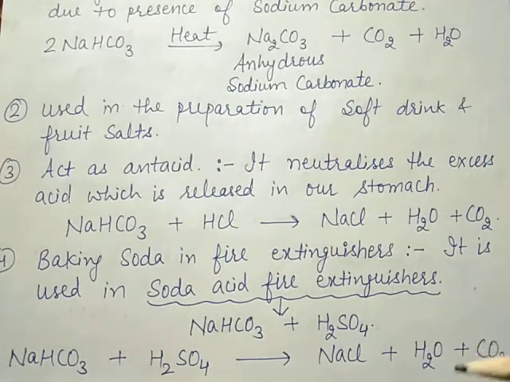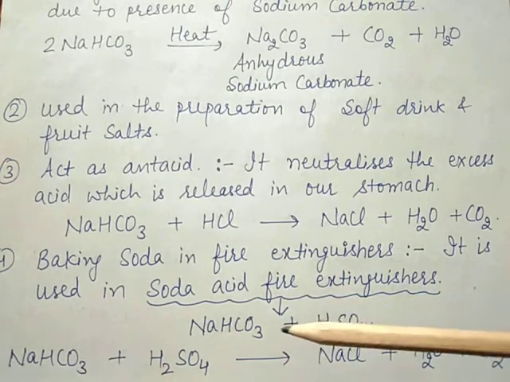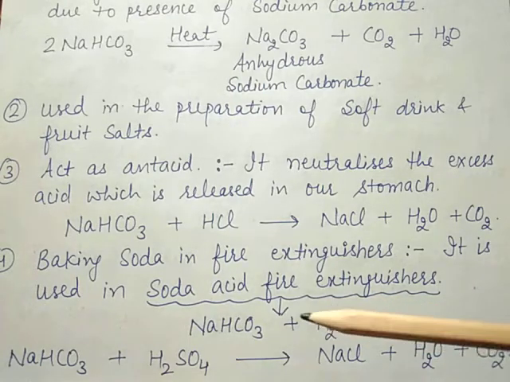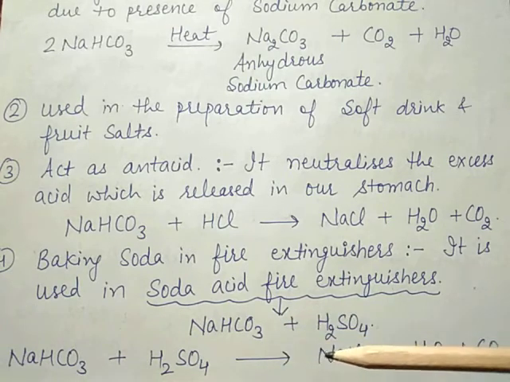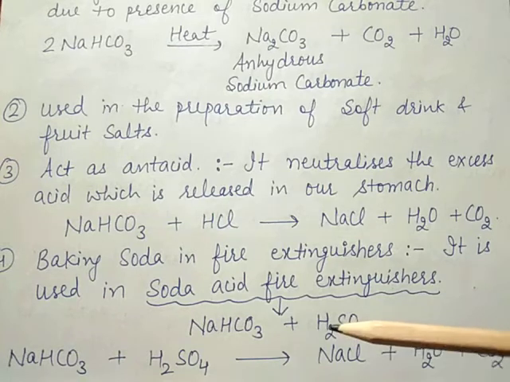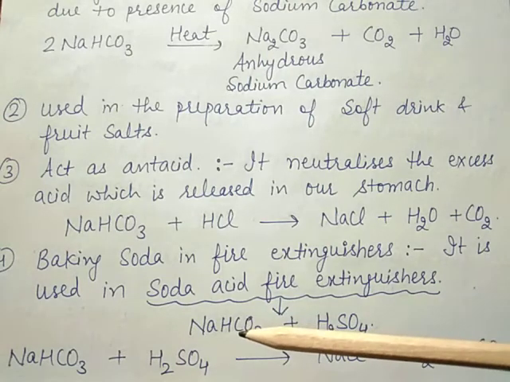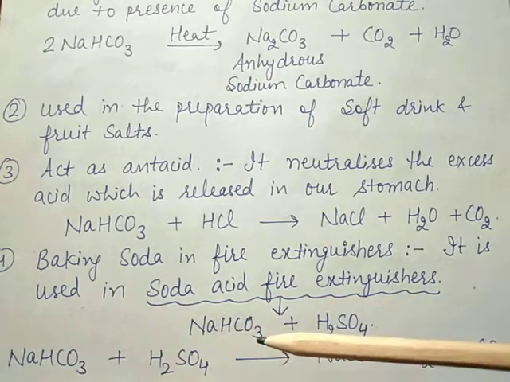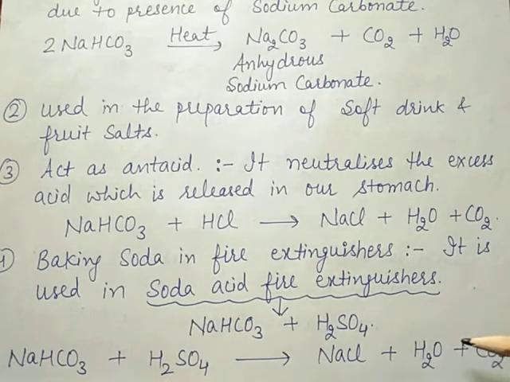This reaction is formed. It means this soda acid extinguisher contains NaHCO3 and H2SO4 in separate containers. When a knob of the fire extinguisher is pressed, the sulfuric acid gets mixed with the NaHCO3 solution and it produces a lot of CO2 gas. This gas is released, which forms a blanket over the fire and cuts it off from the supply of air to the burning substance, and the fire stops.